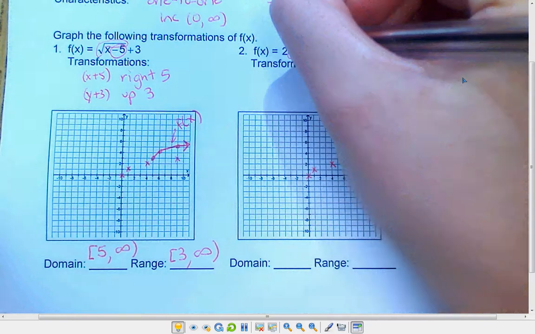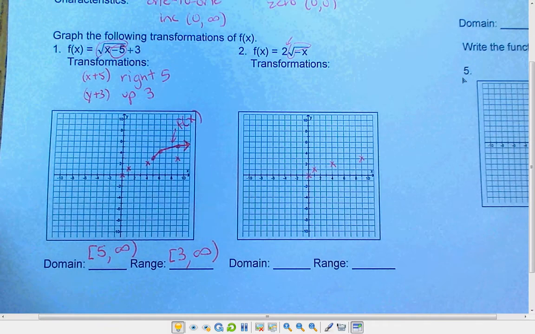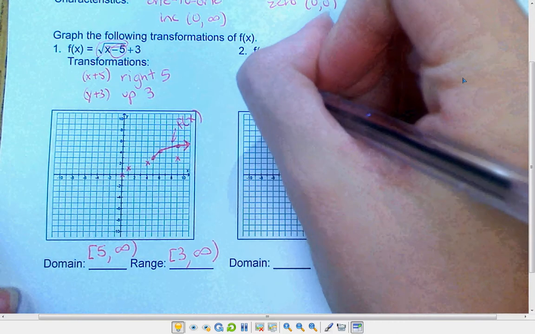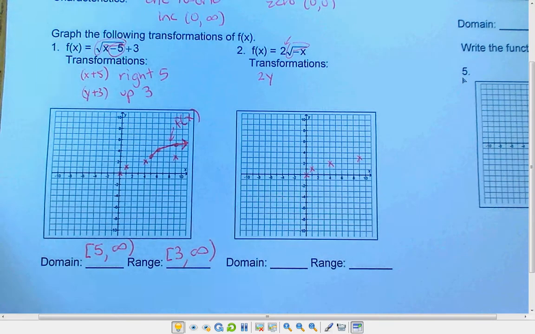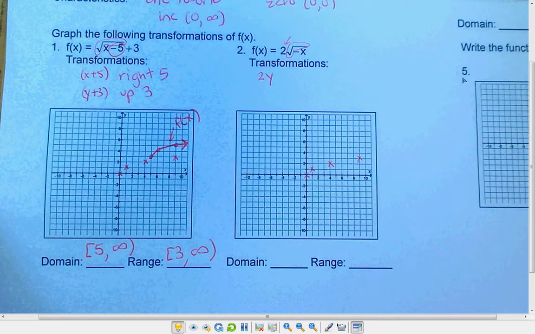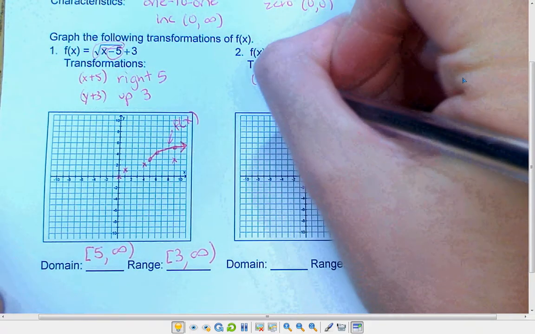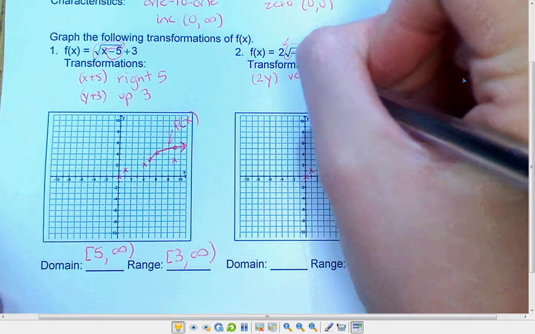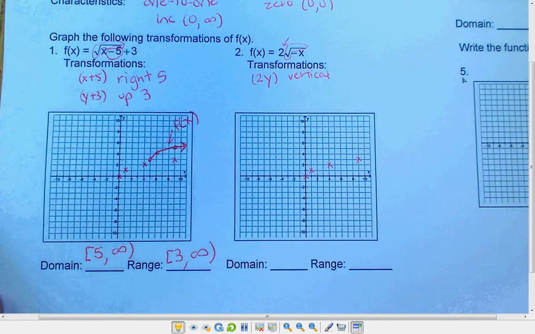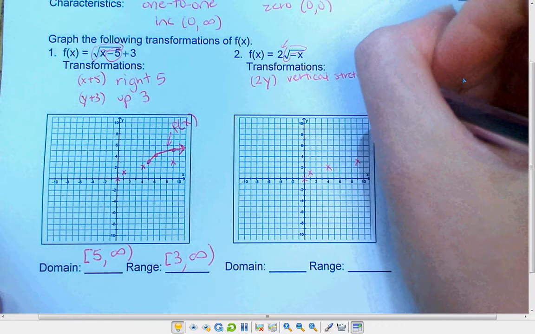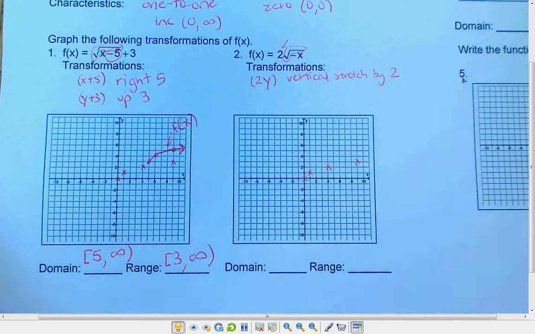So this 2 is outside the square root. It's outside the function, so it's affecting your y value. Because it's affecting your y, it's not the inverse. It's only the inverse when it's affecting your x. So if you're multiplying your 2 by y, this is a vertical, because your y is going up or down, which is vertical. Stretch, because it is being multiplied by 2. So vertical stretch by 2.